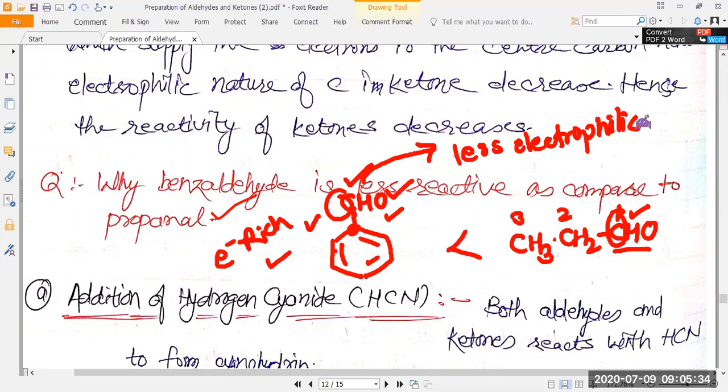So nucleophilic attack will be more difficult in the case of benzaldehyde, whereas in propanol the supplier alkyl group is short, so it will supply fewer electrons towards this carbonyl carbon, so the electrophilic nature of this carbon will be high, and nucleophilic attack will be easier in the case of propanol. So I think the point is clear to all of you.